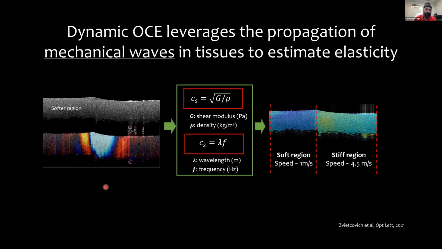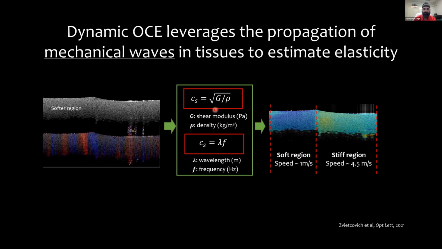So most of these are wave-based, as I said earlier, and you can see here in the video on the bottom where we're exciting a wave in the middle of this phantom, which is soft on the left and stiff on the right. By converting the wave speed into the shear modulus or Young's modulus, we can then get a map of the stiffness. We see here that the wave speed on the left is about 1 meter per second, and the wave speed on the right is about 4.5 meters per second.